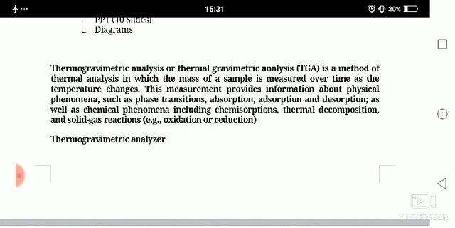It is a method of thermal analysis in which the mass of a sample is measured over time as the temperature changes. This measurement provides information about physical phenomena such as phase transition, absorption, adsorption and desorption, as well as chemical phenomena including chemisorption, thermal decomposition and solid-gas reactions.